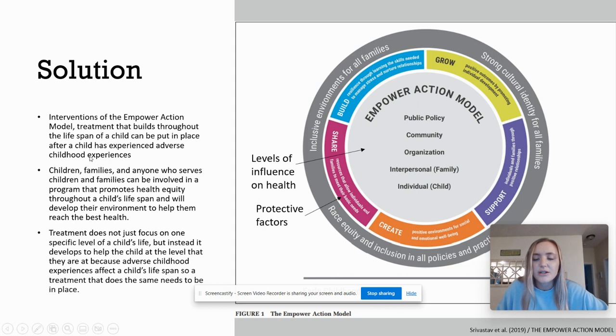So this just shows the different levels of the whole model. So levels of influence on health. That includes the community that they're living in, the family, and then the child as an individual. Some protective factors that are put in place for the treatment are sharing, creating, supporting, growing, and building. And then race, equity, inclusion is also part of the treatment.